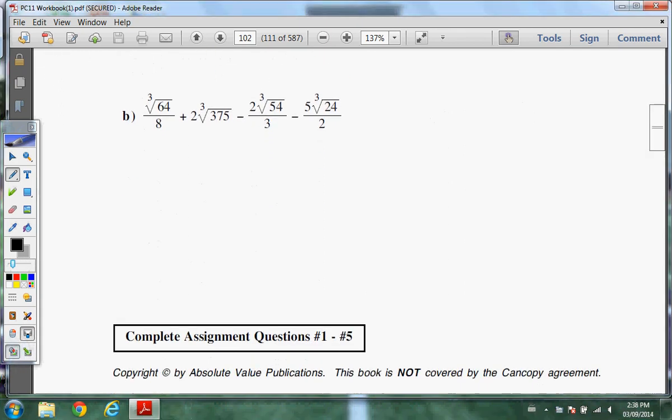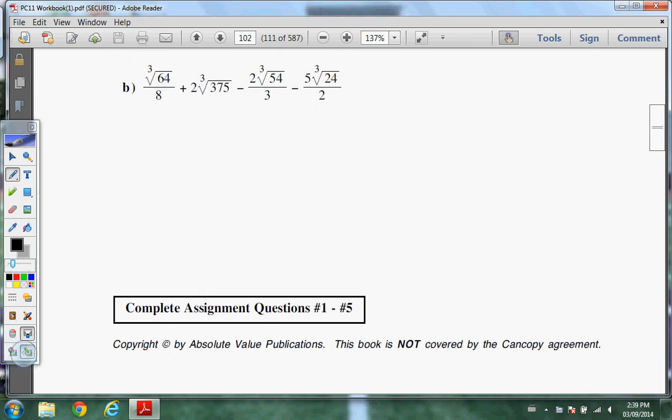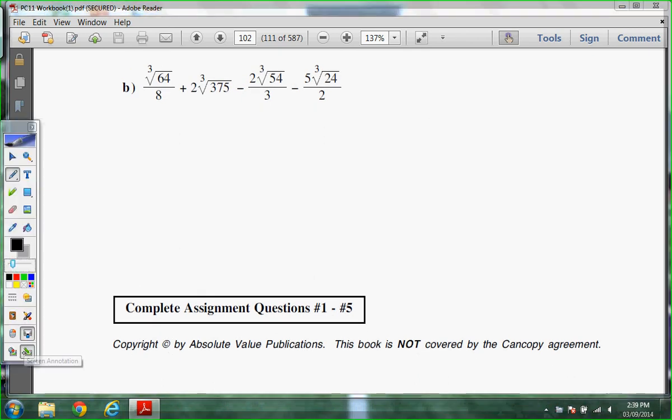Let's make B. B's a little bit harder because it's got cubes. But, all right. So, cube root of 64 is 4. And again, you put that in your calculator, and it could tell you that. So, if you put cube root 64 in your calculator, it'll kick out 4 for you. So that gives me 4 over 8. I'll just leave that as a 4 over 8 for right now.